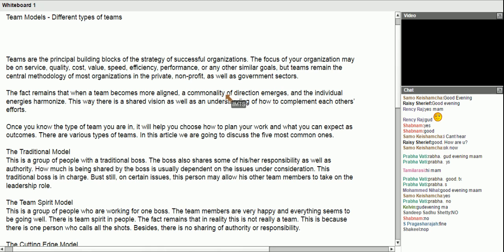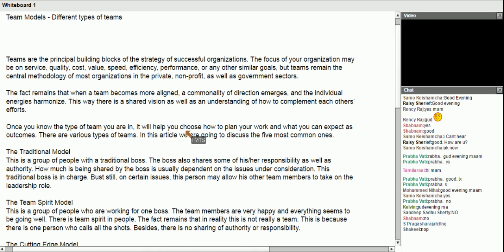The fact remains that when a team becomes more aligned, a commonality of direction emerges. Commonality of direction means they work towards one direction. Their goal is one, and that too a positive one. It emerges and the individual energies harmonize, as it happens in an orchestra, right? Each instrument can produce a definite specific sound, but still they work together and they produce an orchestra, right? They work together as one unit, that is an orchestra. This way there is a shared vision as well as an understanding of how to complement each other's efforts.